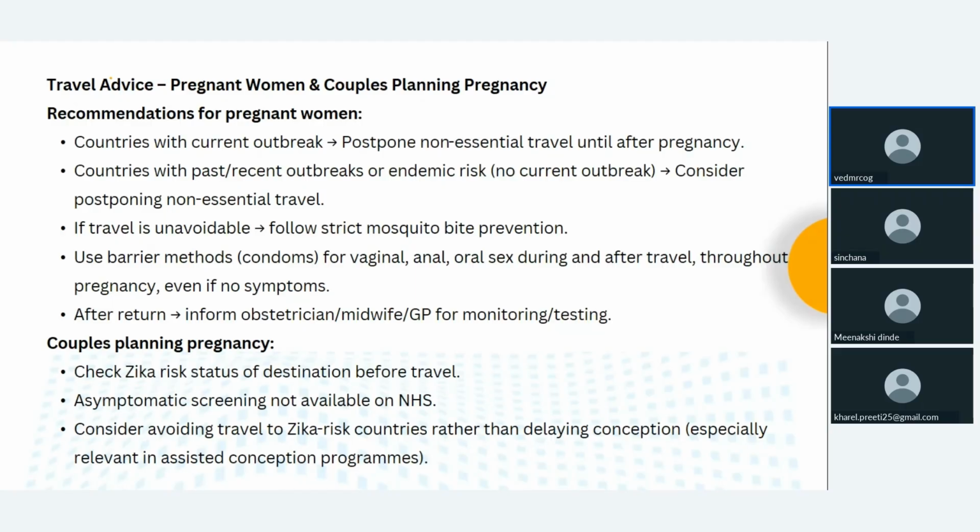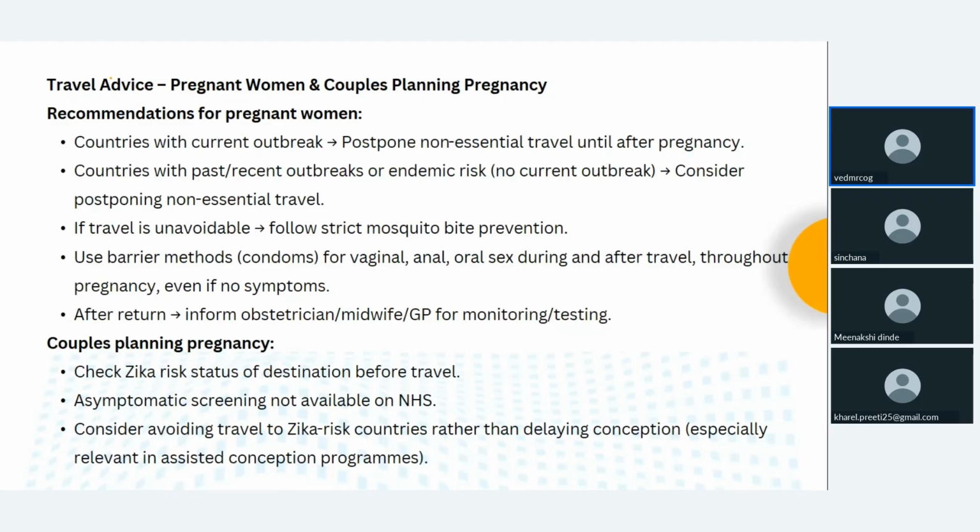Recommendations for pregnant women: if there is a current outbreak in the destination country, postpone non-essential travel until after the pregnancy. For countries with a past or recent outbreak, or an endemic risk, where there is no current outbreak but an endemic risk in that area, again consider postponing non-essential travel. If travel is unavoidable, ask them to follow strict mosquito bite prevention.